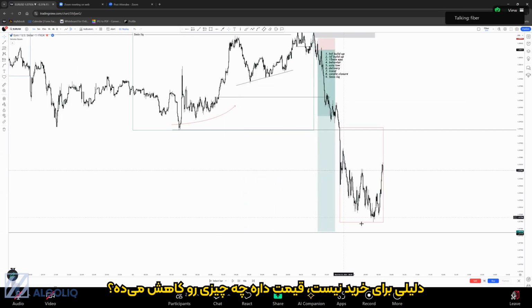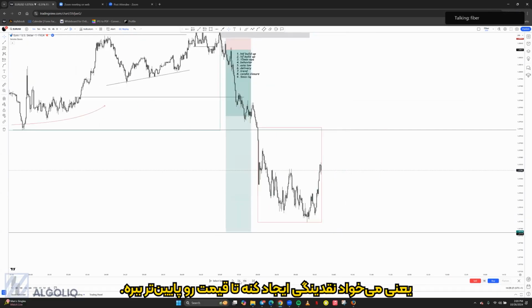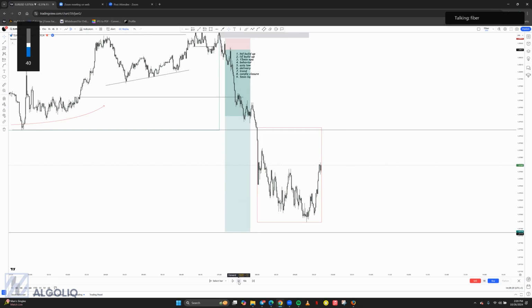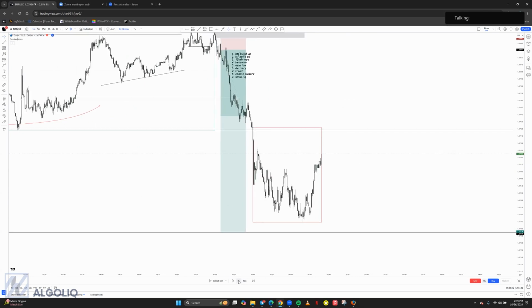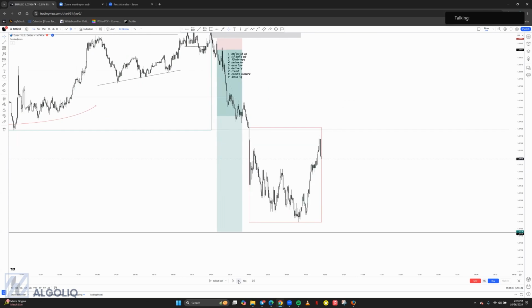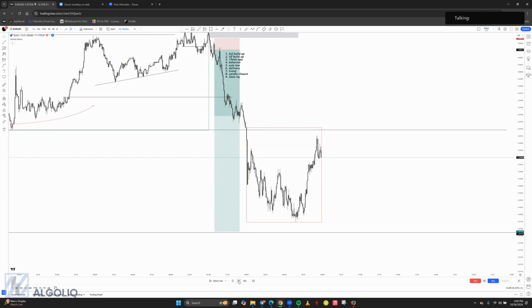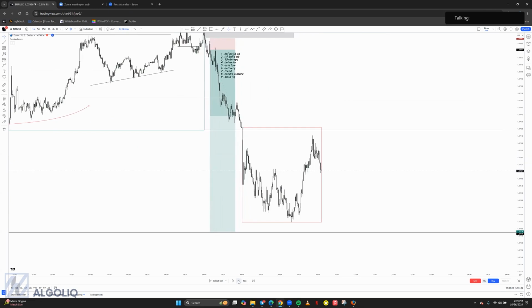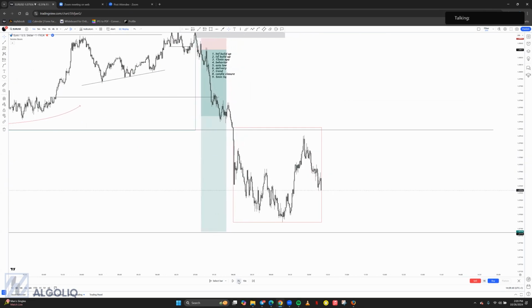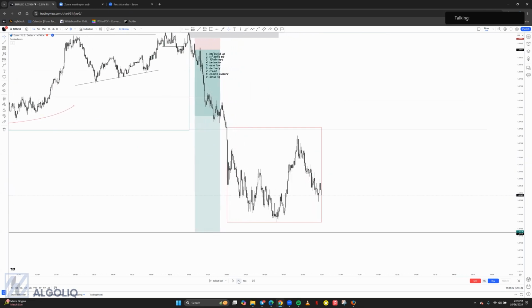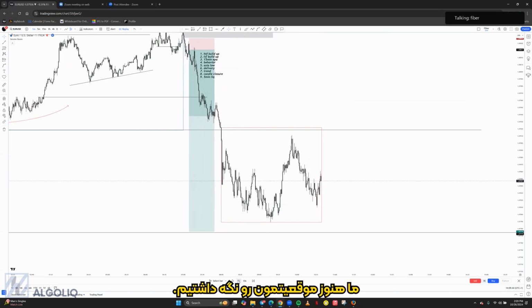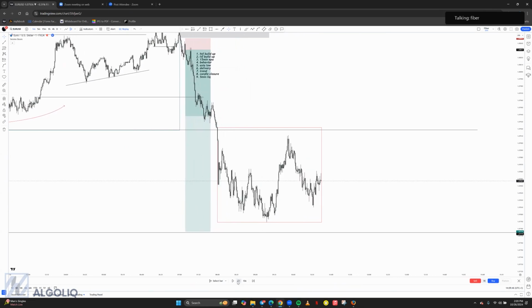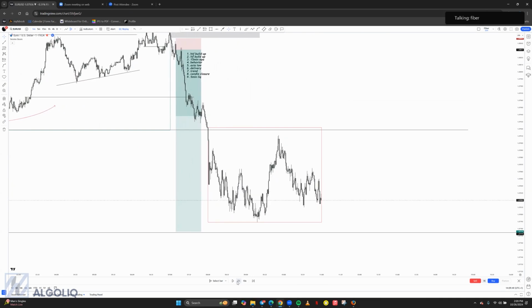Price is mitigating what? A build up low. That means it wants to create a liquidity to push lower. We're still holding our position. No reason to buy. No reason to buy.